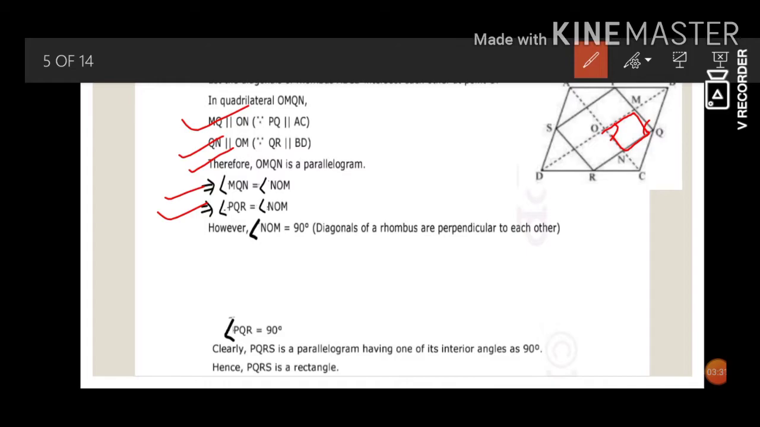Now, in a rhombus, we know that the diagonals bisect each other at 90 degrees. So the angle at O is 90. Hence, we can say that the angle at Q is also 90 degrees. So clearly, PQRS is a parallelogram with an interior angle of 90. So we can say that it is a rectangle, since opposite sides are equal to each other and the interior angle is 90.